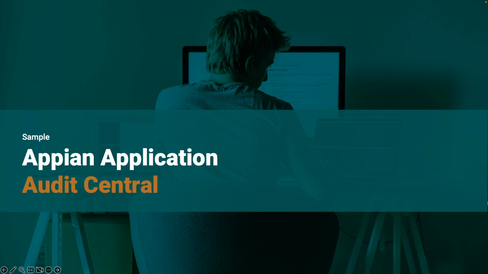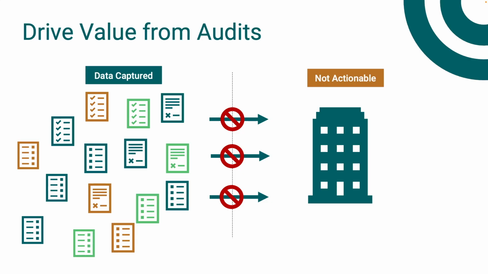This demo is covering Horizon's application built on the Appian platform called Audit Central. Most organizations have a wide variety of audits and checklists being done across different business units and across different focus areas. Often they're done on even paper sheets and then transposed sometimes to an Excel sheet and stored somewhere, or done in an Excel sheet or a PDF.